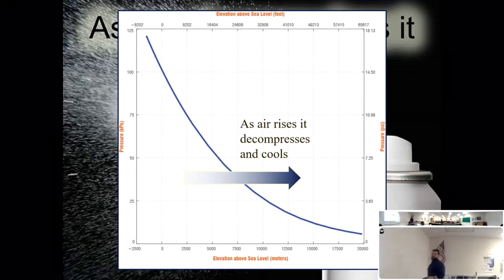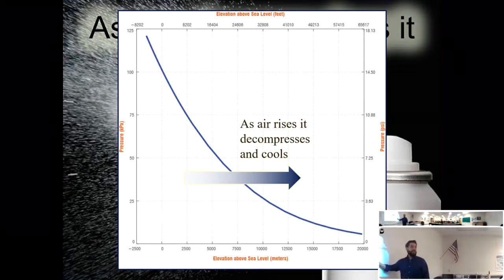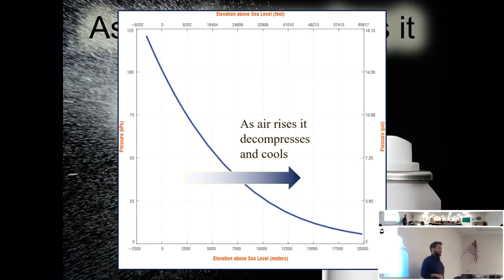But yeah, you should take it for a fact that any gas, when it decompresses, it's going to cool down. Okay. So as air rises into the atmosphere, it's always going to cool down, always. So air rises, it's going to cool down. Okay?